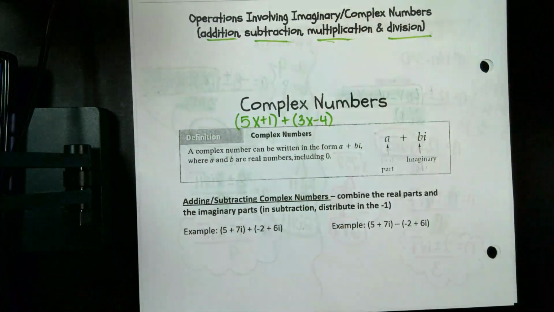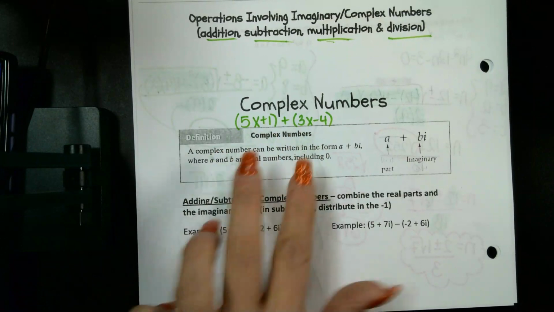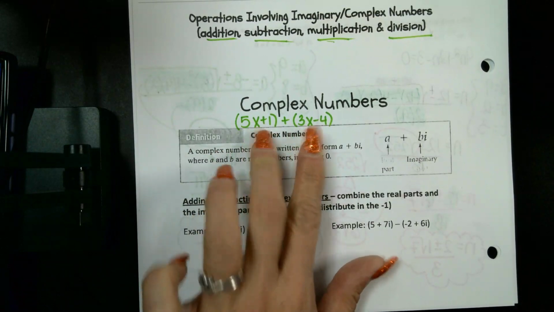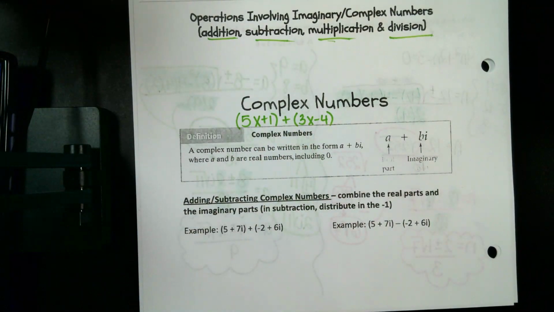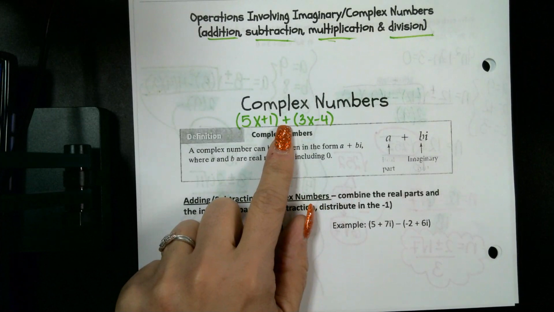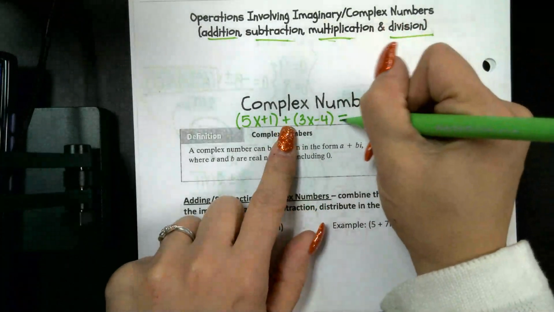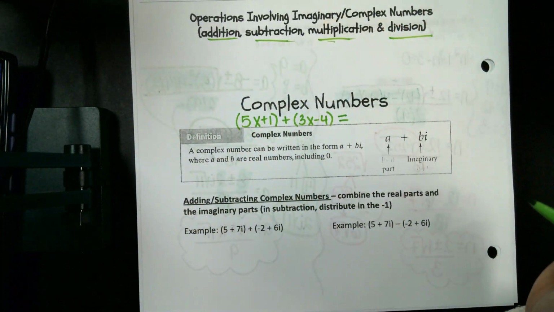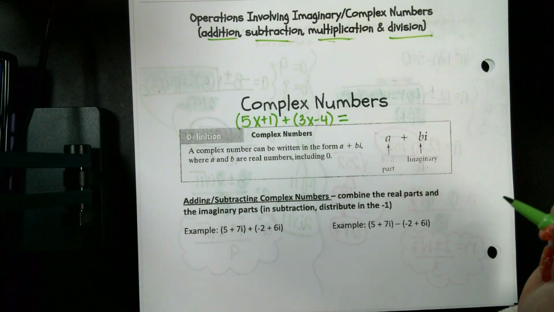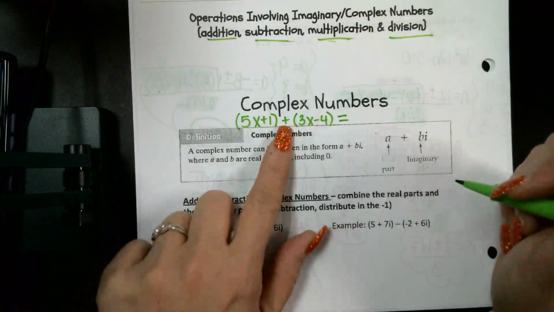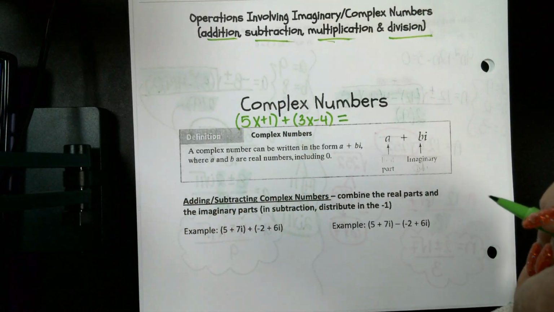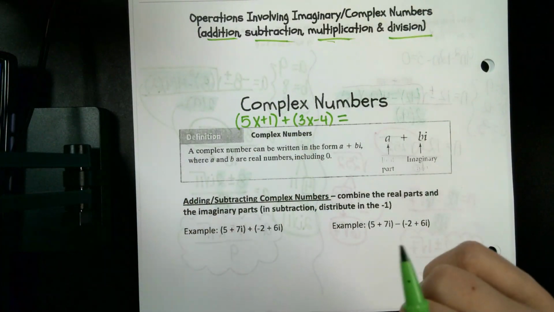Okay, let's just say in Algebra 1, I gave you two expressions, and there's a plus sign between them. So if I have 5x plus 1 plus 3x minus 4, addition we like, okay? So what would you guys do to get your final answer there? That's not multiplication. This is addition. You only distribute when you're multiplying. You just add what?